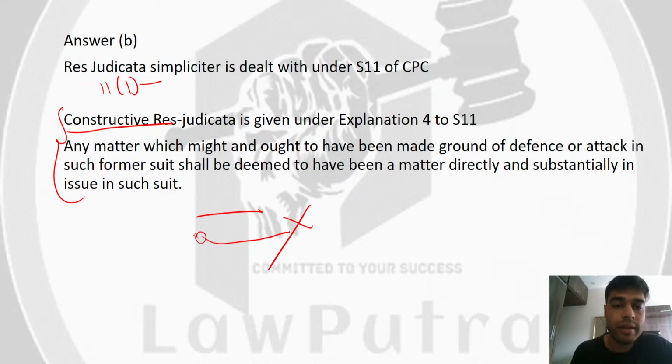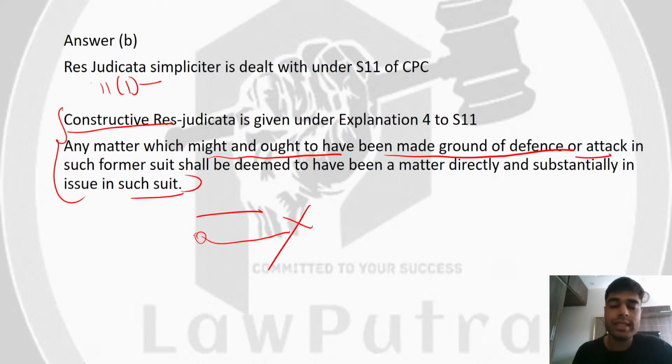See, section 11(1), that means subsection 1 of section 11, deals with only what is res judicata, which says that if a matter is already materially and substantially in issue, it cannot be raised in another different suit. Now, constructive res judicata basically says that any matter which might and ought to have been made a ground for defense or attack in a former suit shall be deemed to have been a matter directly and substantially in issue in such suit.